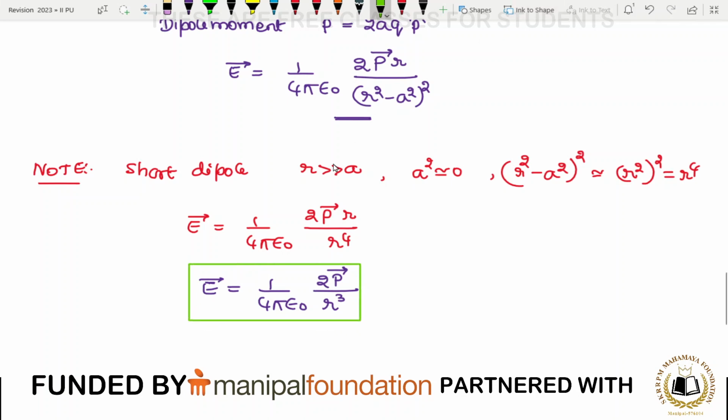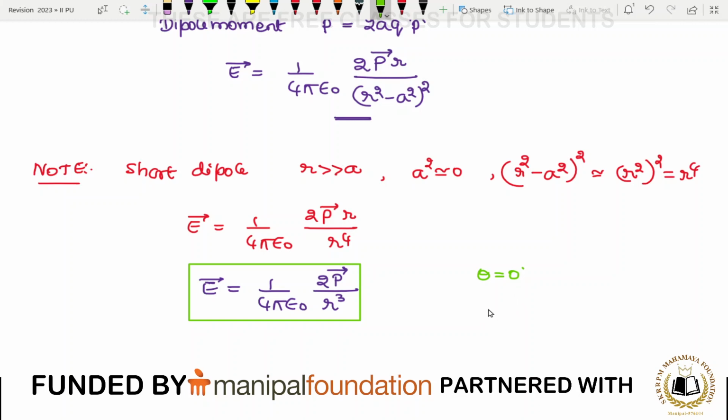This was short dipole. So electric field E is equal to 1 by 4 pi epsilon naught 2P vector divided by R cube. Now what is the angle between electric field and dipole moment? That angle we can write as theta equal to 0. Angle between electric field and dipole moment, that is theta is 0.